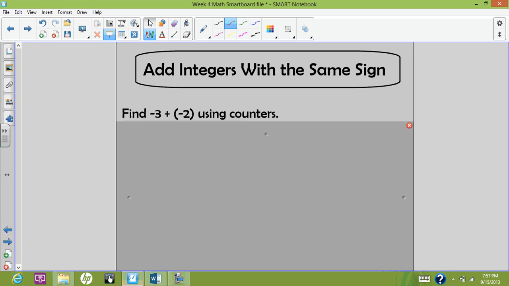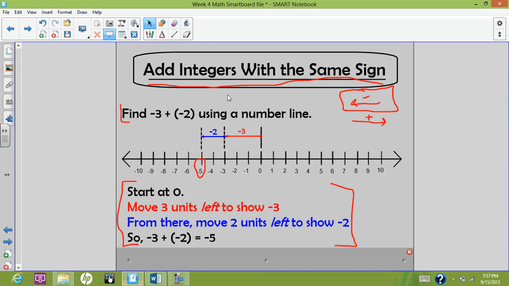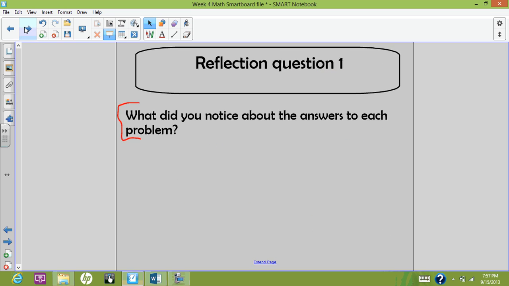All right, this page, you don't need to write anything down. We're going to be doing a lot of work with counters in class tomorrow. I just kind of want you to get a feel for it before we actually do it tomorrow. So if we do that same problem from before, -3 plus -2, it was a couple slides back. It was the first example I showed you here.